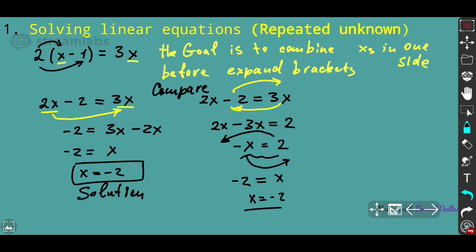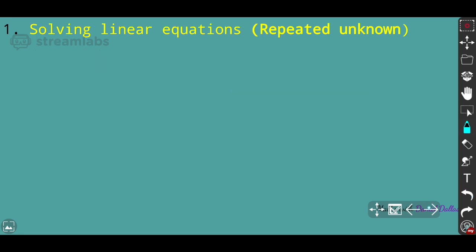And let's try maybe to solve the following one. So let's say you have 7x minus 4 equals, let's take 3x plus 2. Okay.